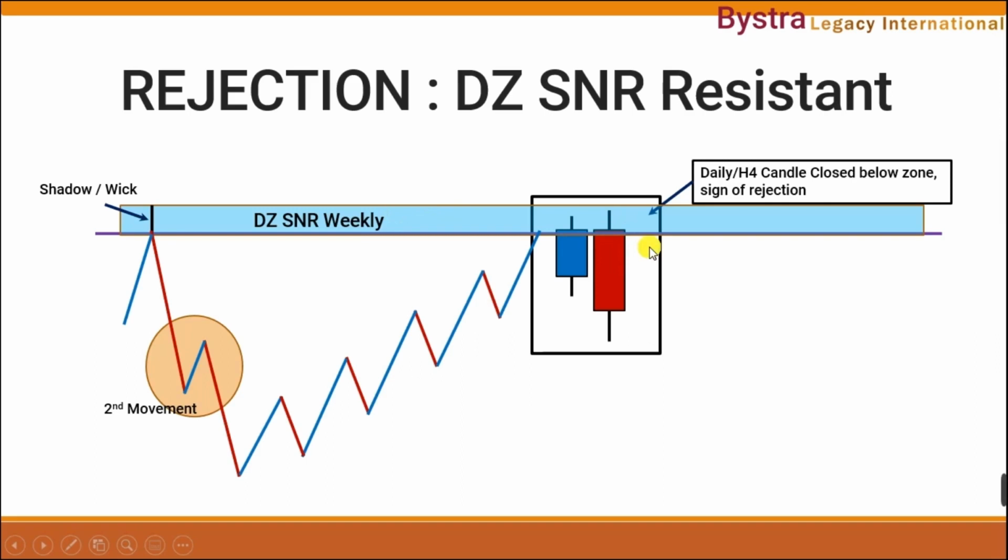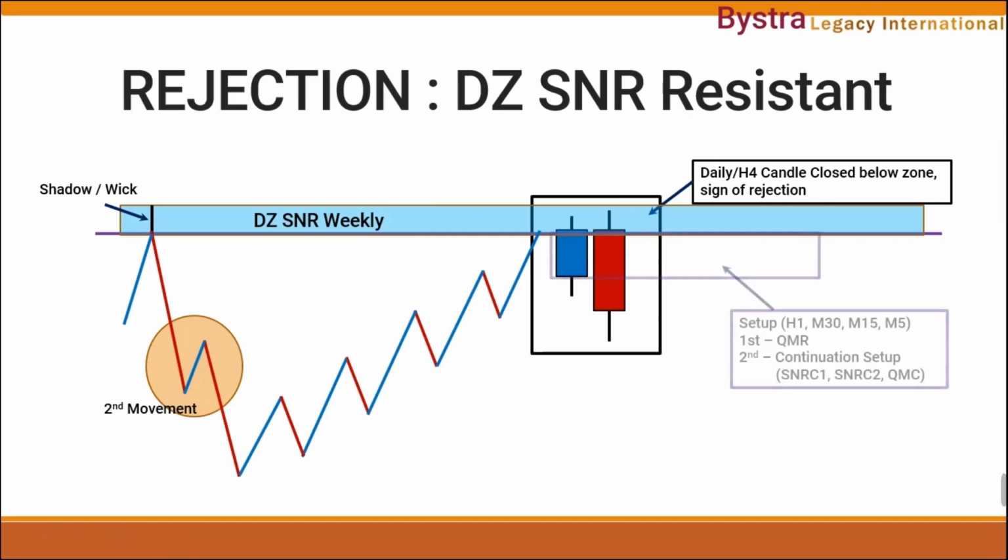So once there is a confirmation of rejection, what should we do, guys? We wait for setup. Look for setup in this area. So if this is an H4 time frame rejection, we will look for the setup at the H1 and below. If this is the daily rejection time frame, we look at the H4 time frame and below. Normally the QMR pattern will come out first and then be followed by the continuation setup. So price will come in to take the order and continue on the new trend. Let's look at the example on the chart.